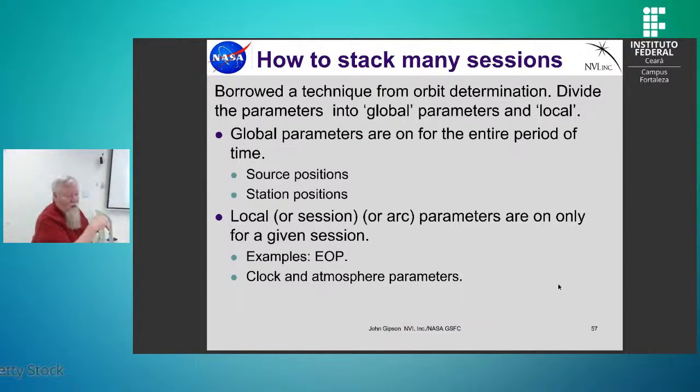One is a global parameter, and that is a parameter that's valid for a long period of time. And then there are local parameters or arc parameters, and these are things that are valid for only a short period of time. An example for that is that I'm estimating the atmosphere at a station, and that's only for this one day. Whereas the station position, I'm estimating it over a long period of time. So the station positions are a global parameter, and the local parameters or the arc parameters are things that are only good for a day. Another example is EOP. EOP changes every day, so I have to have an independent estimate.